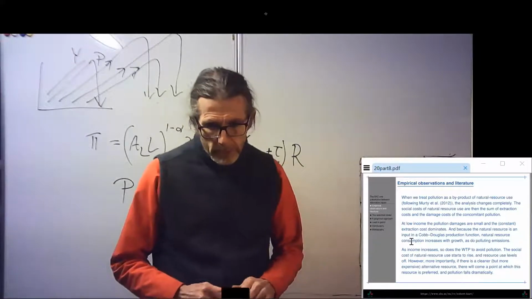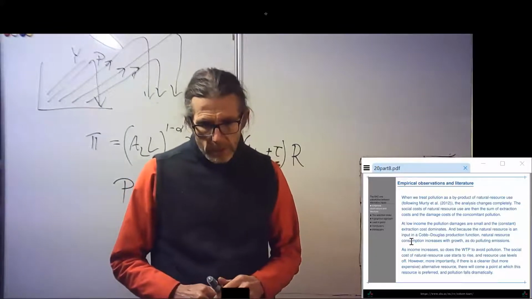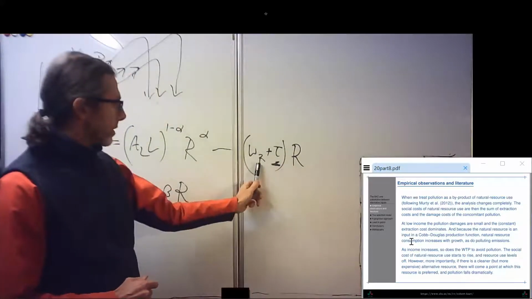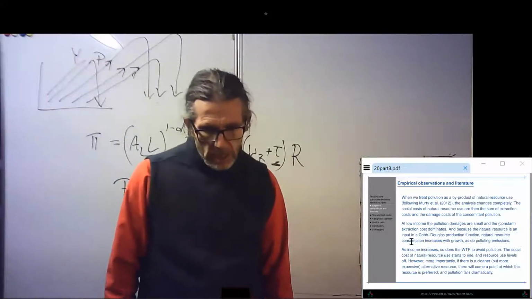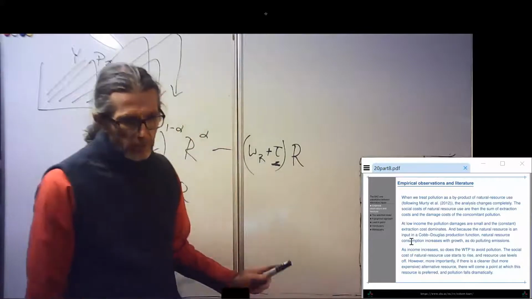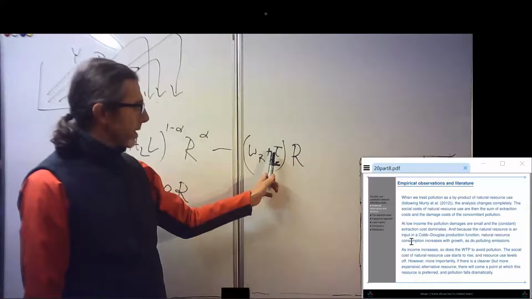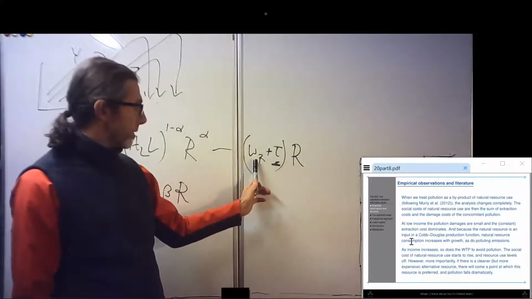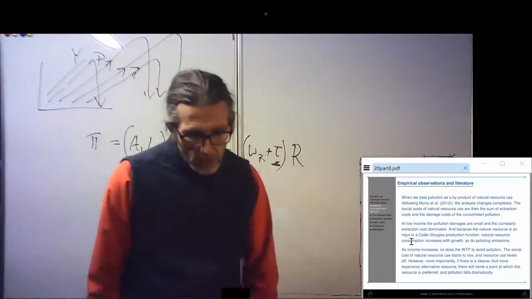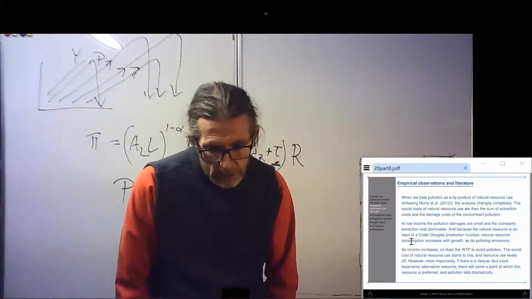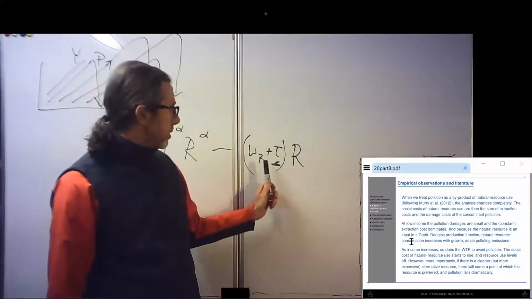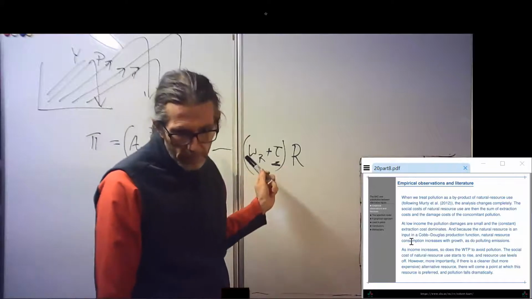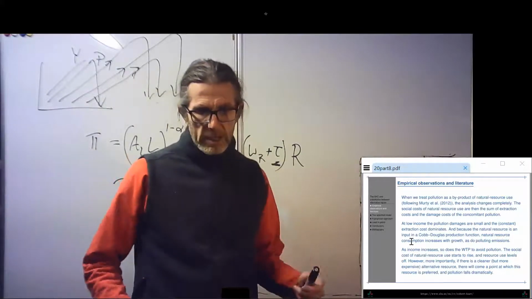When we treat pollution as a byproduct of natural resource use, the analysis changes completely. The social costs of natural resource use are then the sum of extraction costs and the damage costs. At low income, the pollution damages are small. So if we're poor, we're not willing to pay much to avoid pollution. So this is small, much smaller if we're poor enough than this. So this dominates, we can ignore this. At low income, pollution damages are small and the constant extraction cost dominates. And because the natural resource is an input in a Cobb-Douglas production function, natural resource consumption increases with growth, as do polluting emissions.